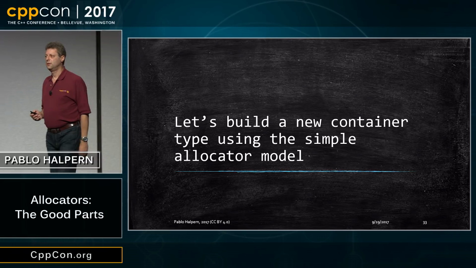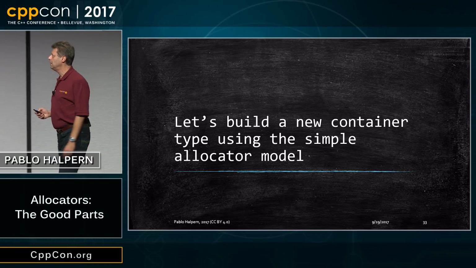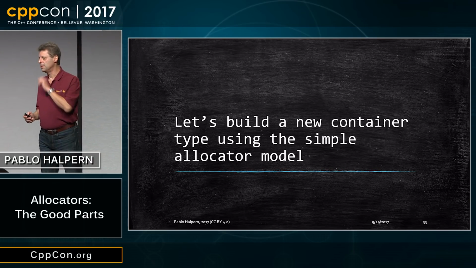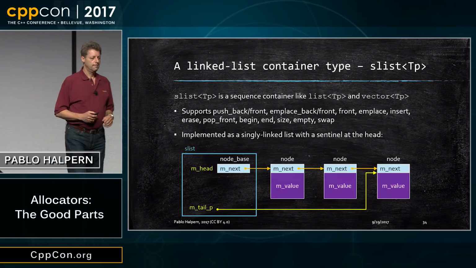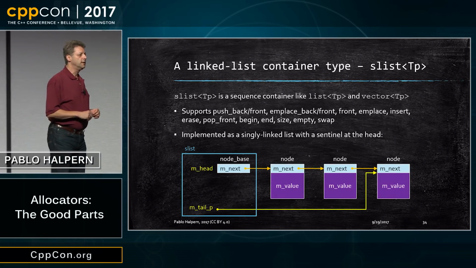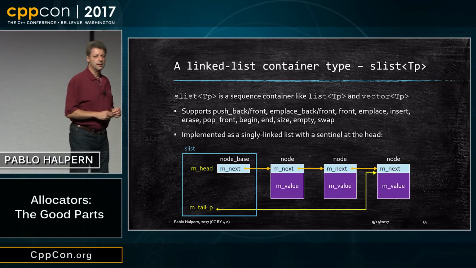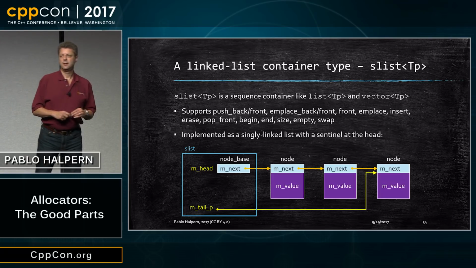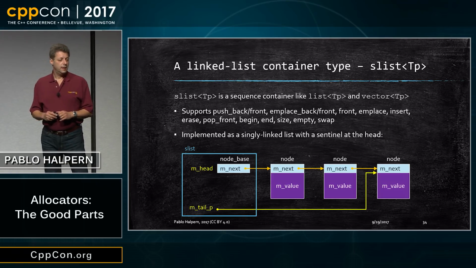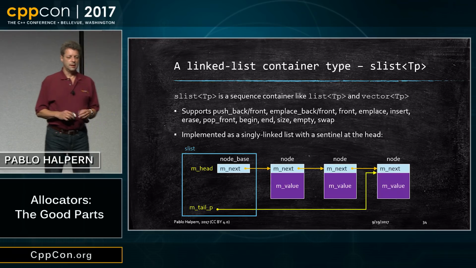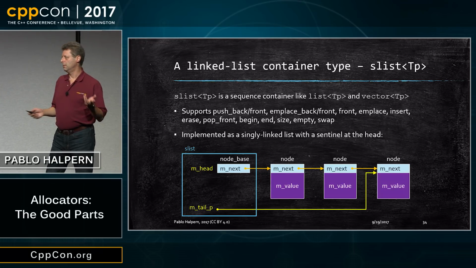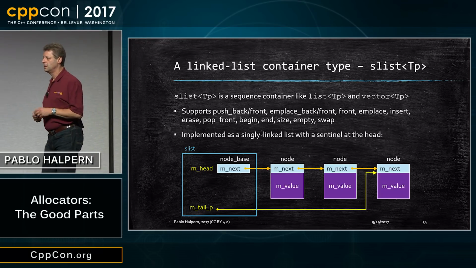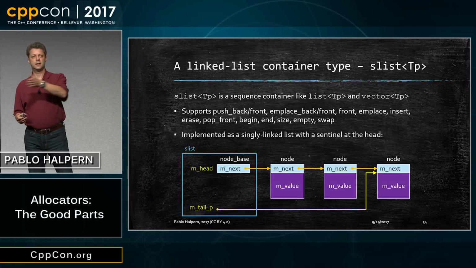How easy is it to use this to now build a container? So let's build a simple container. So our container is going to be this singly linked list. We're calling it S-list. I know it's really original. And it's kind of similar to list or vector, or it's actually closer to forward_list in the standard. And it is a singly linked list, forward iteration, and so on.